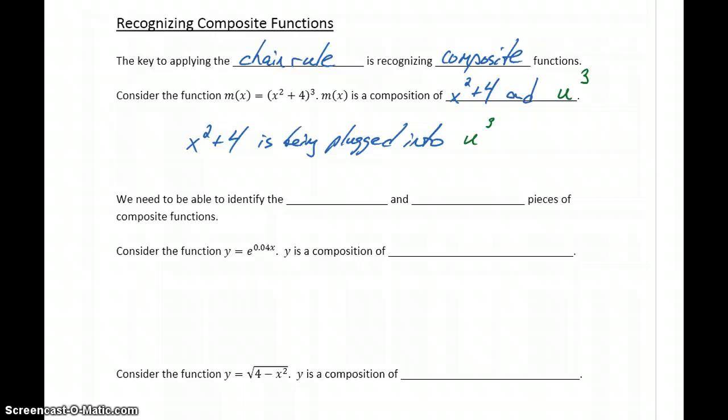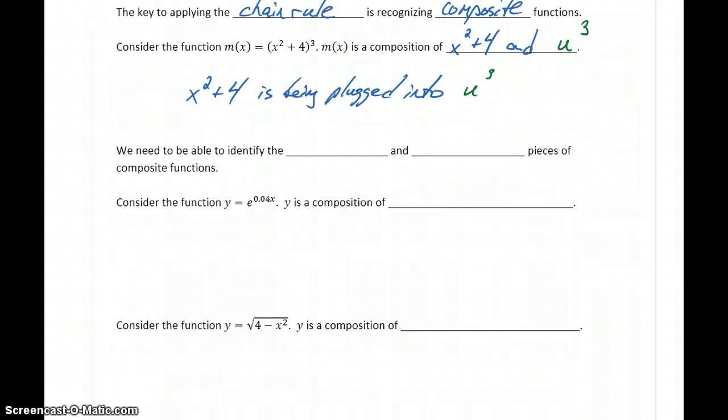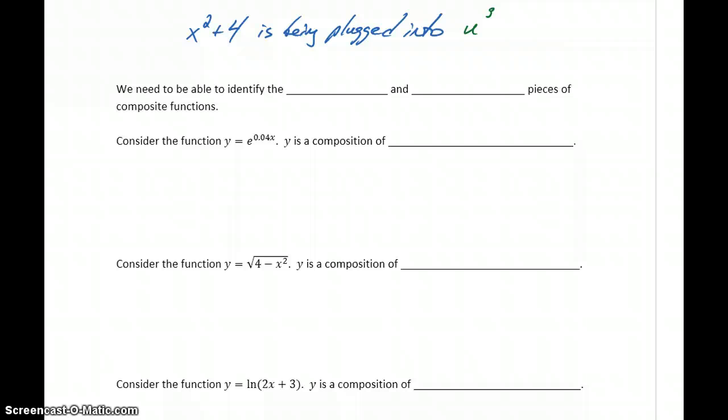So the key to knowing when to apply the chain rule, knowing how to apply it, is recognizing when we have composite functions, and then being able to identify both the inner and outer functions, or the inner and outer pieces of that composition.